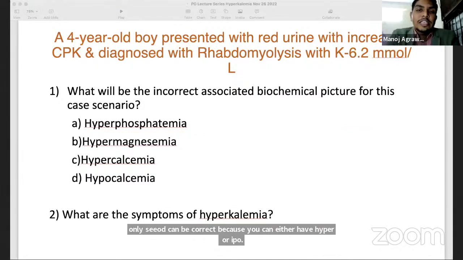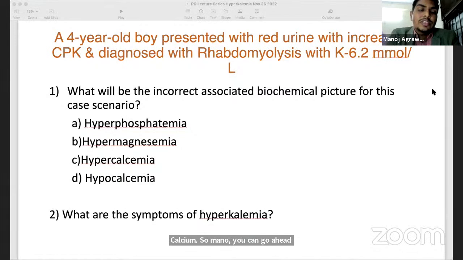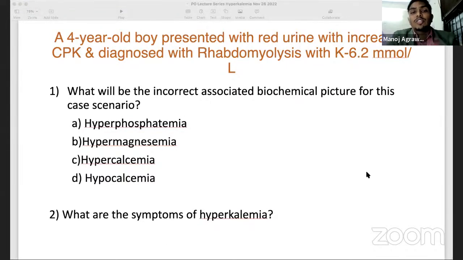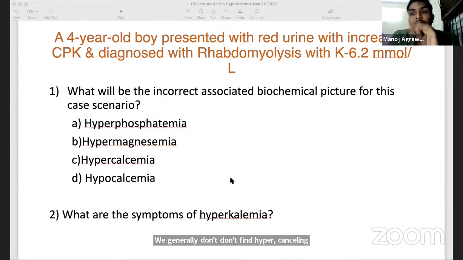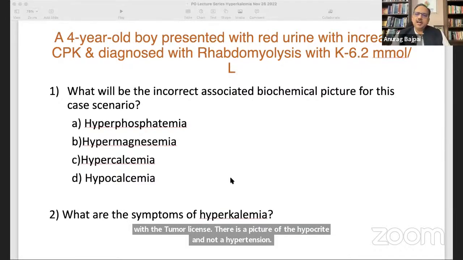Yeah, so basically, in the case of tumor lysis, we generally see hyperphosphatemia, hypermagnesemia, and hyperkalemia. These are associated because of cell lysis, with movement of intracellular ions into the blood. But we generally don't find hypercalcemia, because phosphate binds with the calcium and decreases the calcium level. So with tumor lysis, there is a picture of hypocalcemia, not hypercalcemia. This has been answered correctly by Dr. Muthu, who said hypercalcemia.